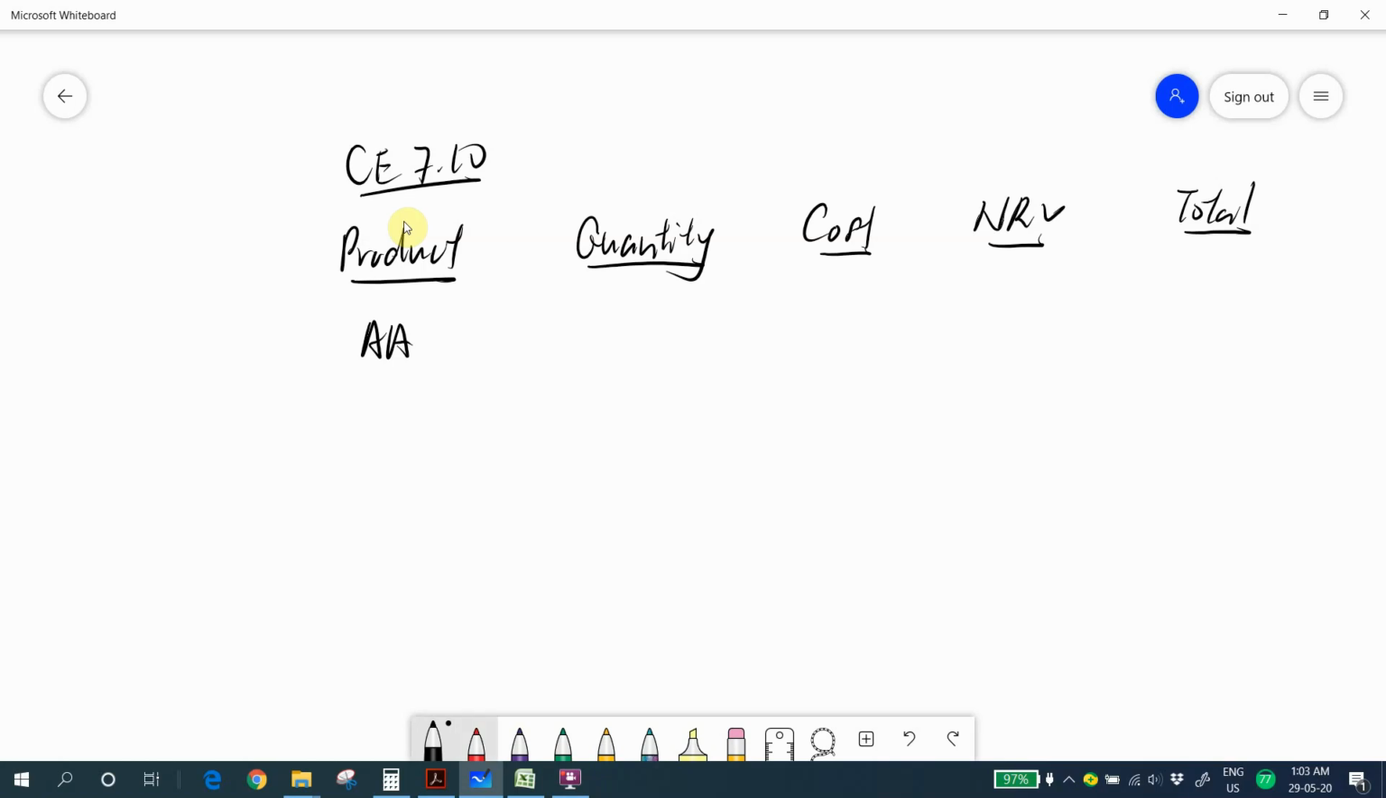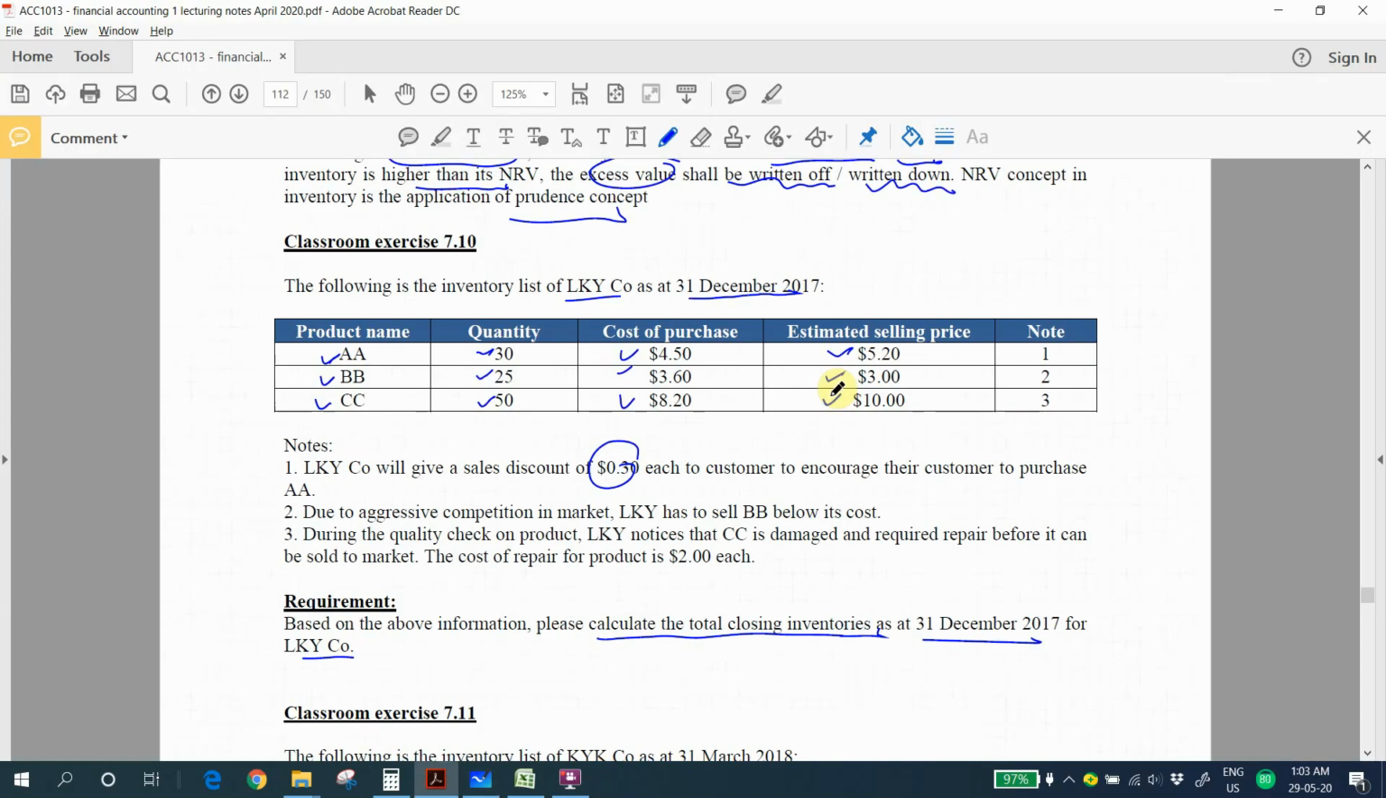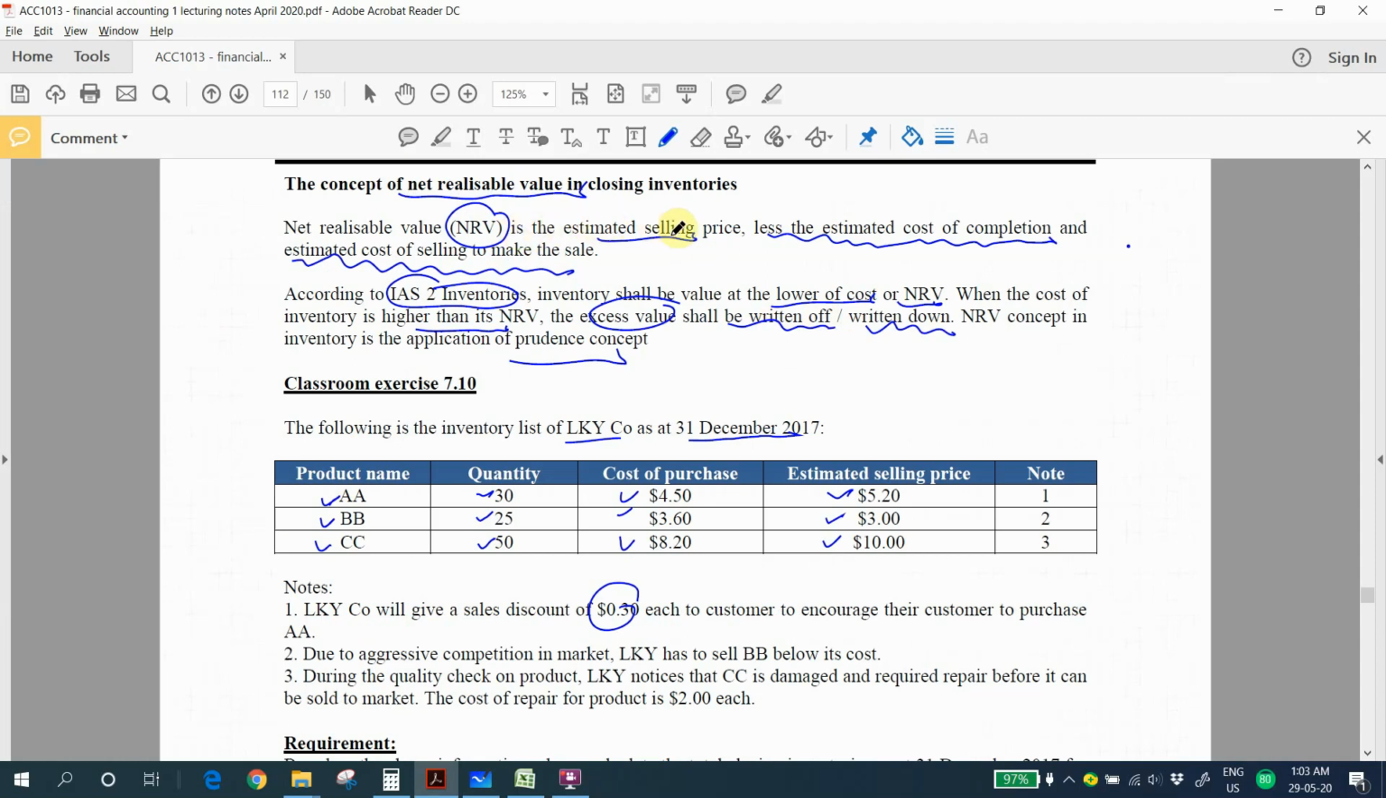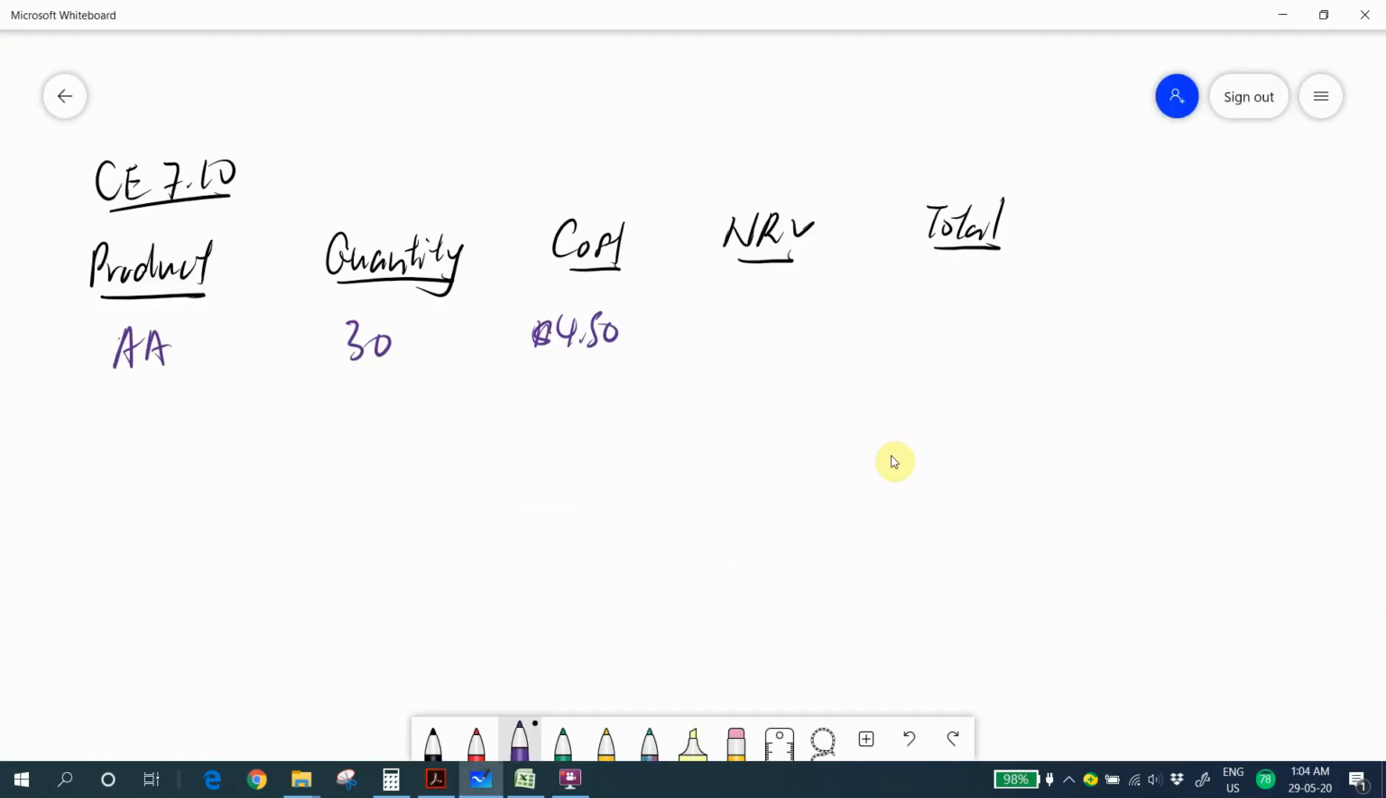For AA, the quantity we have is 30, and the cost is $4.50 each. What is the NRV? NRV is the estimated selling price less the estimated cost of completion and estimated cost of selling to make the sales. So this 30 cents is considered as what? Cost of selling. So when we determine our NRV, we use the estimated selling price, which is $5.20, minus 30 cents. So we get the answer $4.90.